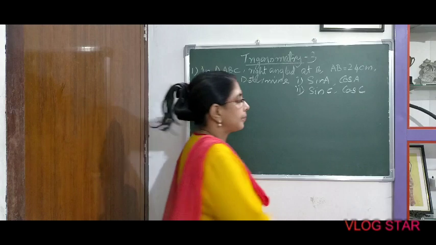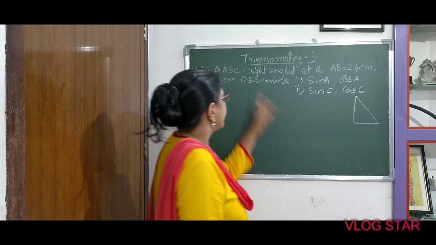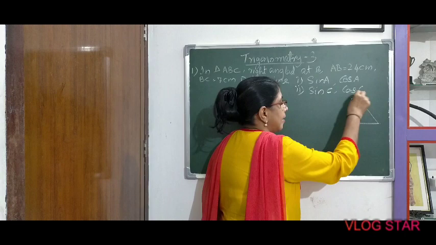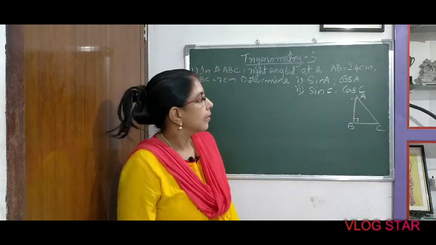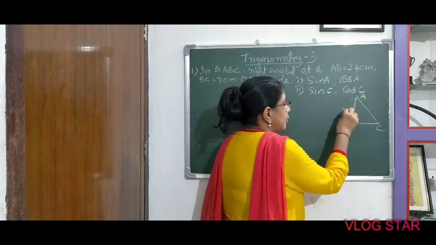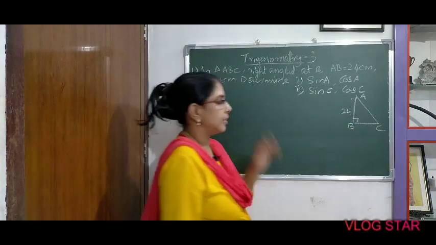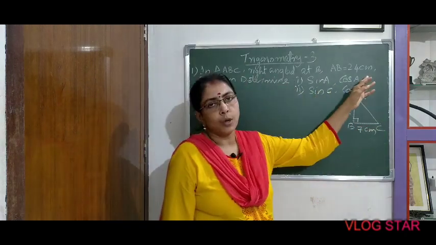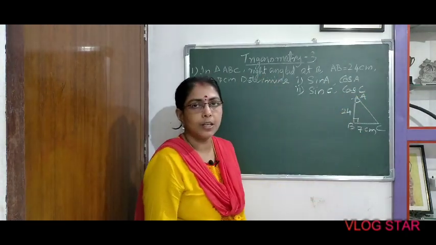Now let's start. First, it is given that triangle ABC, right angled at B. Then given that AB equal to 24 centimeter, that is AB is 24. Then BC is 7 centimeter. We have to find out sin A and cos A first. That means according to this acute angle, we have to find out sin A and cos A.